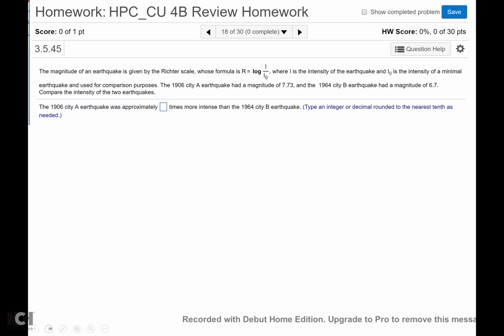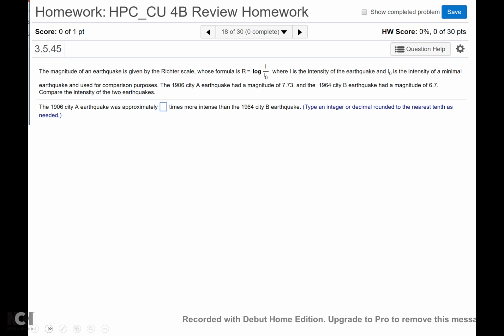Alright, it says the magnitude of an earthquake is given by the Richter scale, whose formula is R equals log of I over I sub naught. I is the intensity of the earthquake, and I sub naught is the intensity of a minimal earthquake, and is used for comparison purposes. The 1906 City A earthquake had a magnitude of 7.73, and City B earthquake had a magnitude of 6.7. Compare the intensity of the two earthquakes.